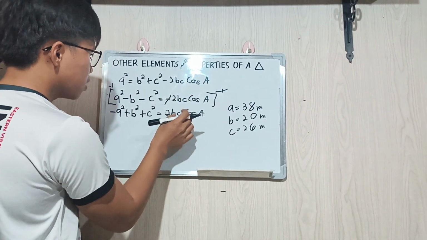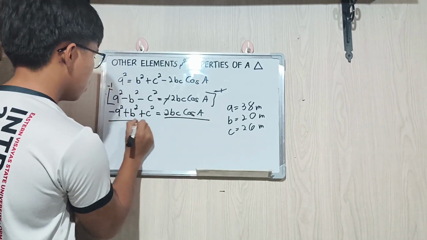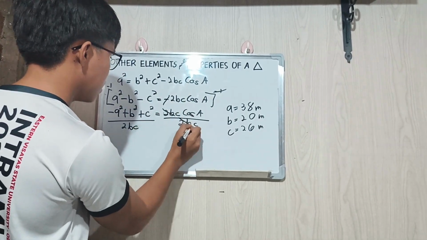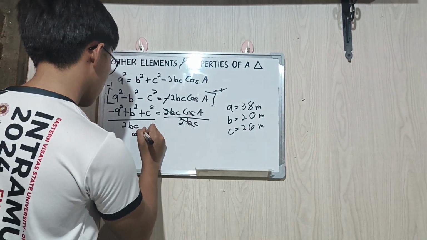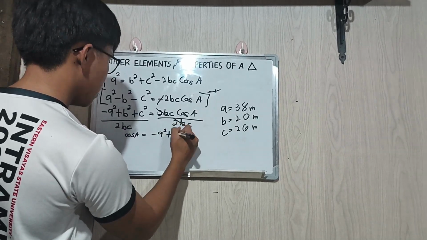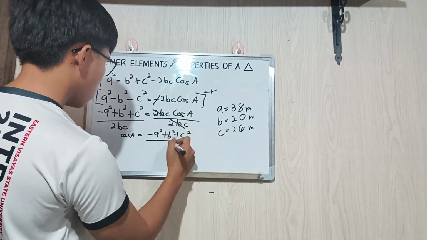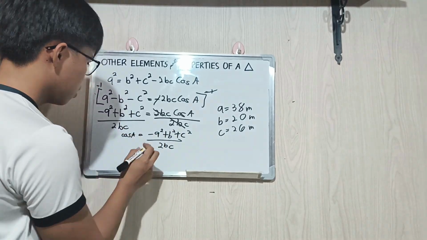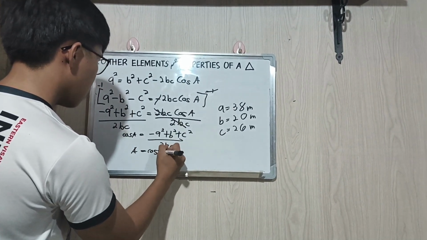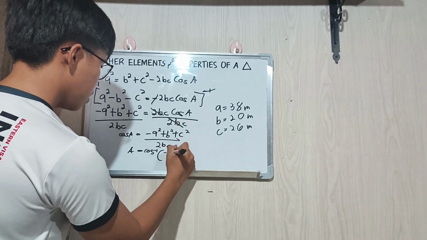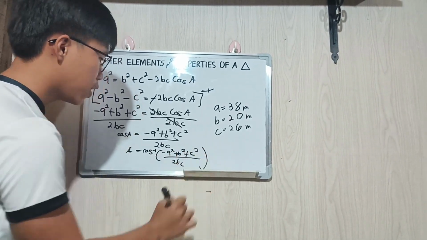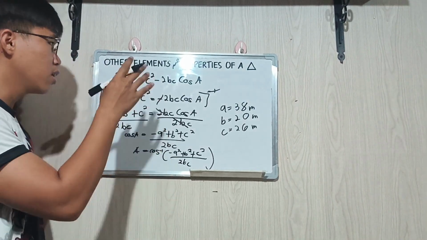Then divide both sides by 2BC. So the 2BC cancels, and cos A is equal to negative A squared plus B squared plus C squared over 2BC. Then transfer the cos to the other side. So A is equal to cos inverse of negative A squared plus B squared plus C squared over 2BC. So that is the derivation of how to get the angle by using the cosine law.